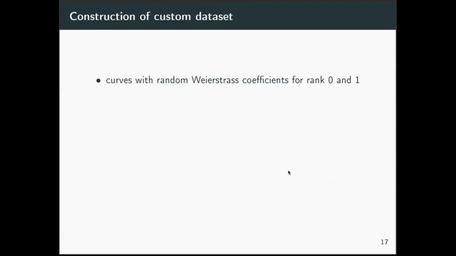First, we constructed curves of rank 0 and 1 by just taking some random Weierstrass coefficients. There is a conjecture that tells us that 100% of the curves will have rank 0 or 1, so it's easy to generate this. The conjecture is that 0% of the curves will have a rank greater than 1.